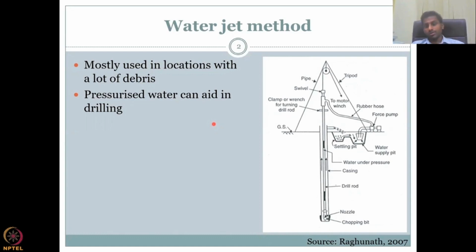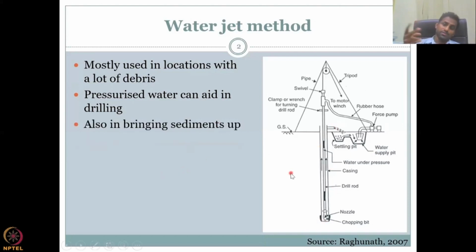We cannot use those materials on NPTEL because of copyright issues. That's why I cannot put them here for your reference. But if you just type it in YouTube or any other video channel, you can find this pressurized water drilling, which can be of help. Also in bringing sediments up, as I said, all the debris can also be brought up. So two things can be achieved by just sending pressurized water.